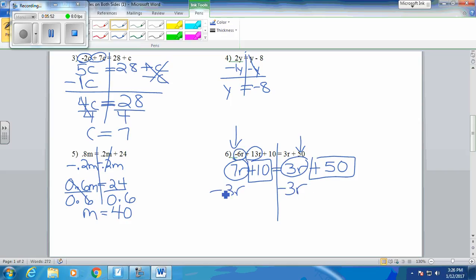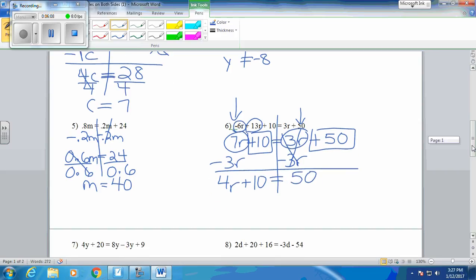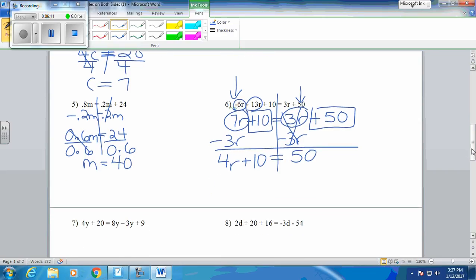When I subtract the 3r from both sides, notice I am writing it underneath the like term. So I'm not writing 3r underneath the 10. I wrote it right underneath the 7r. 7r minus 3r will give me 4r, and then plus 10, and over here I'm left with 50. So I'll move this up so you can see that. So this is now just a regular two-step equation.